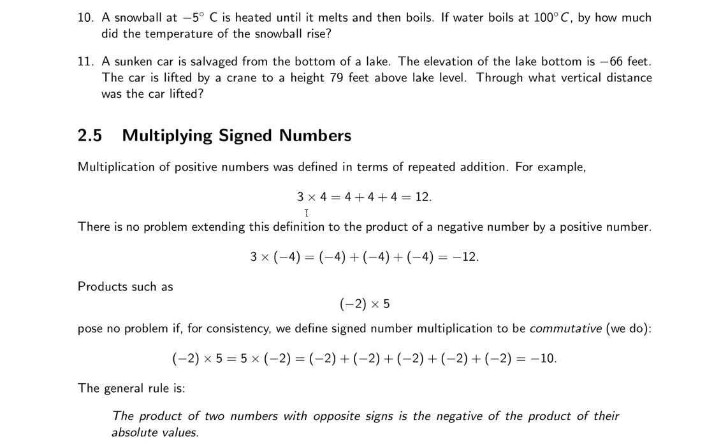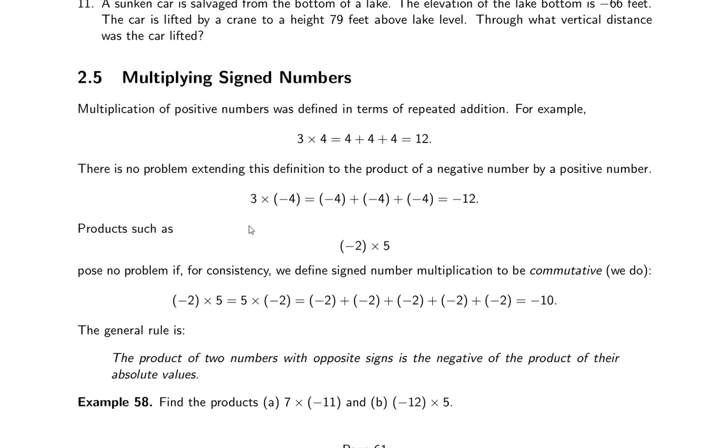And for multiplying, 3 times 4 means you're adding 3 fours together. So 3 times negative 4 means you're adding 3 negative 4s together. That's certainly negative 12. So that makes sense. If you multiply a positive by a negative, you'll always get a negative. Multiplication is supposed to be commutative, so you're supposed to get the same thing if you put the negative 4 first. Negative 4 times 3 will also be negative 12.